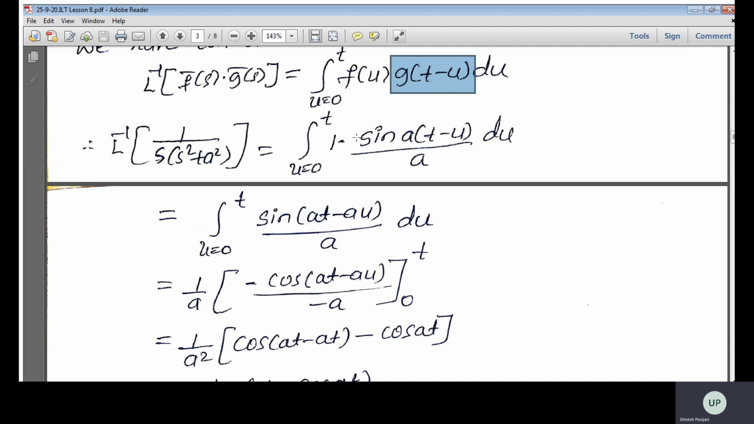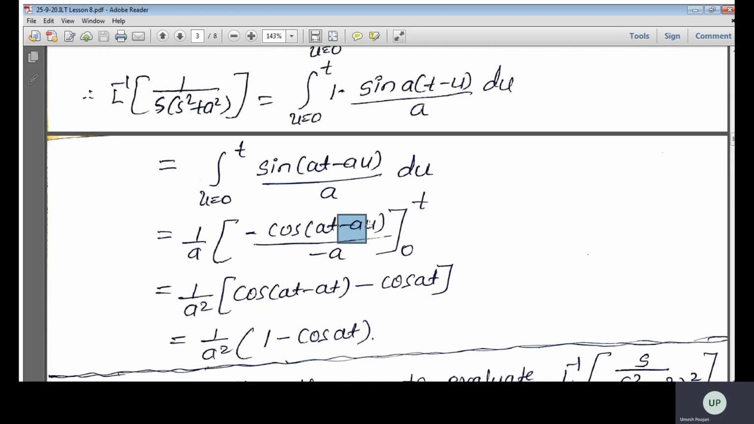After that, by the normal integration procedure, we can take 1 by a outside. The integration of sin of at minus au will be minus cos of at minus au divided by minus a. Why is it minus a? Because we are integrating with respect to u. Therefore, we have to divide this term by the coefficient of u. The coefficient of u is minus a here.